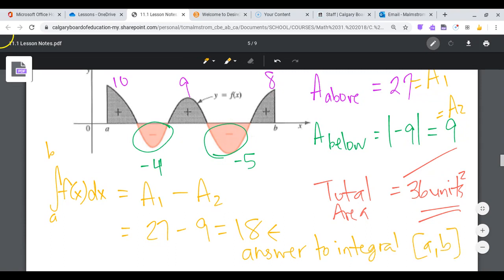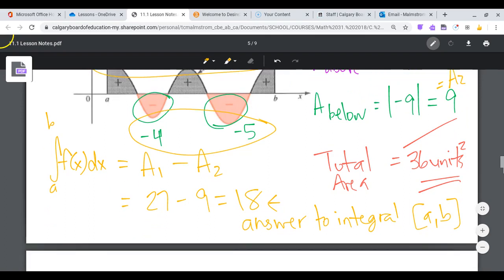Okay, and you have to be really careful to pay attention to the difference in the question. Is it asking you to find the area, determine the area, or is it asking you to just determine the integral? If this is asking for the integral, then negatives are allowed. It would be the same as me just saying, this is 27 plus negative 9 is 18. But this formula is talking about using the difference of areas to interpret the integral.